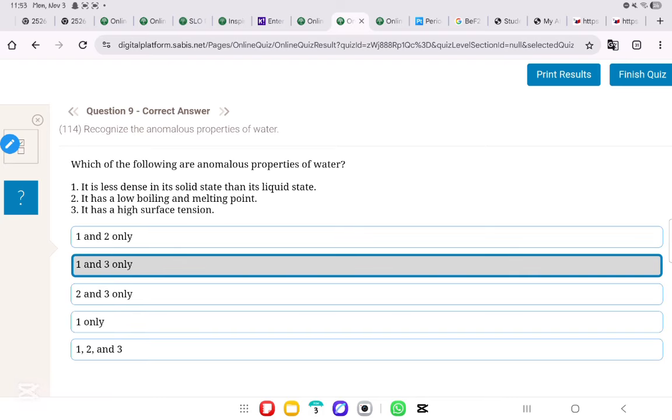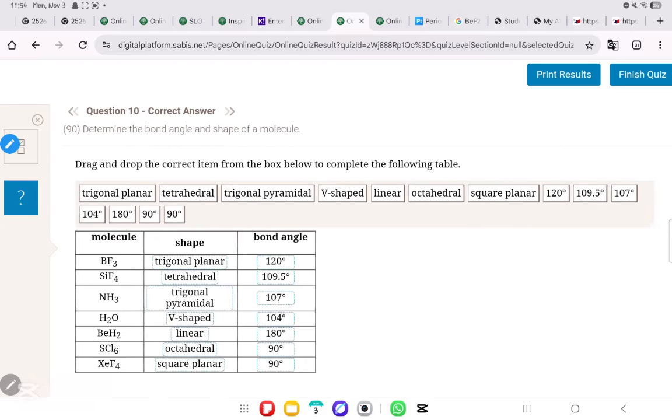Which of the following are anomalous properties of water? Again, we said that it's less dense in solid state than liquid state. It has high... This is wrong. It has a high boiling point and melting point, and it has a high surface tension. It forms hydrogen bonds, and it's a universal solvent. We'll move on to question number 10.